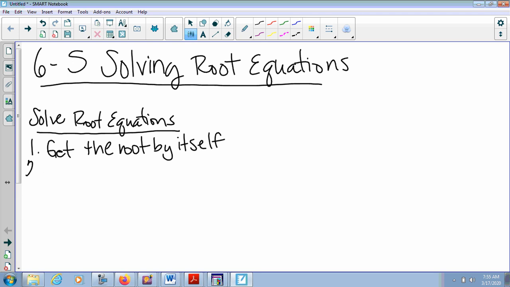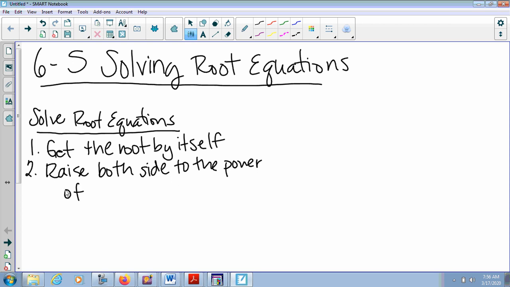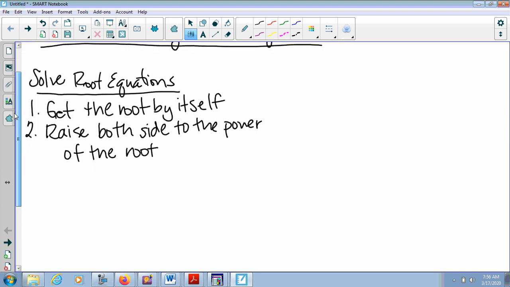And then once the root is alone, you are going to raise both sides to whatever power that root is. If it's a square root, you square both sides. If it's a cubed root, you raise both sides to the third power. So then we're going to raise both sides to the power of the root. Okay, so let y'all get that written down before we do a couple of equations.